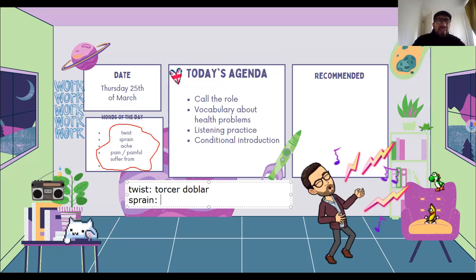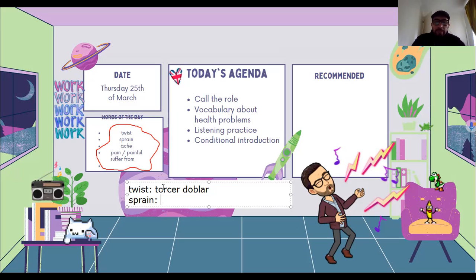Perfect. Sprain. A sprain is when you twist your wrist, okay? If you're skating, for example, and you fall to the ground with a lot of strength and you hold a push with your wrist, you might twist it. You twist your wrist and it hurts. Also, you can sprain your ankle. This happens especially to women when they are wearing high heels. They are very tall, and if there is an uneven floor, they can sprain their ankle.